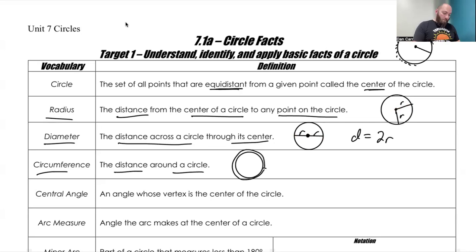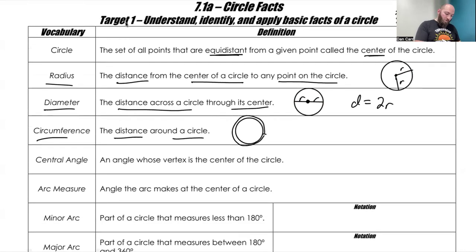Central angle, that's an angle whose vertex is at the center of the circle. Okay, so I draw that.